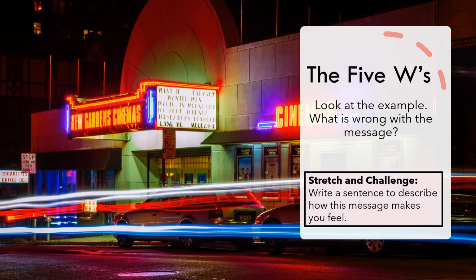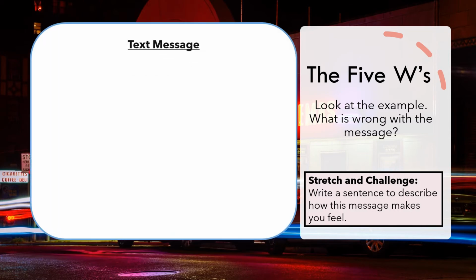Look at the example. As we look at this example, I'd like you to think, what is wrong with this message? So first thing you might notice is that the message we're going to look at is a text message. Now the normal thing that we associate with text messages is they're not always worded particularly well. Sometimes we shorten or abbreviate our words, and sometimes that can make it seem a little bit hard to understand. So now we're going to have a look at this actual message. I'm going to see, is it actually communicating appropriately, or is there anything that we need to change about this message?